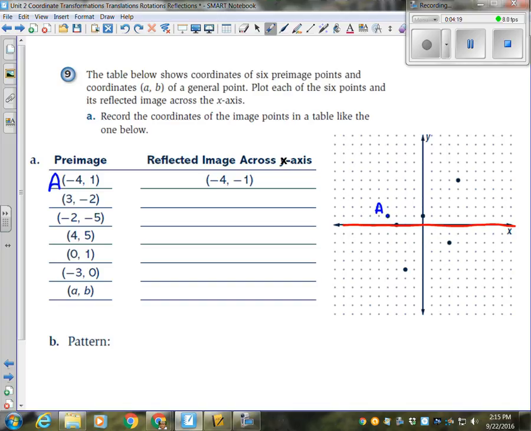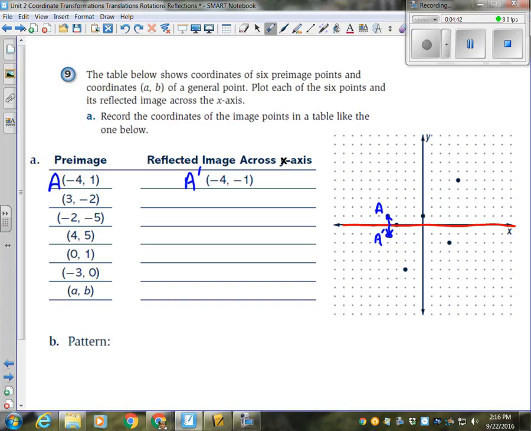So if I am 1 unit above my reflecting line, where do you think A prime should be located? Well, it would be hopefully 1 unit across the reflecting line. So that would be A prime. Notice that the coordinates of that point are negative 4, negative 1. I hope everybody sees that.